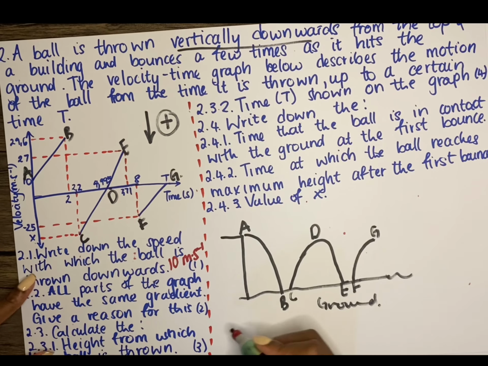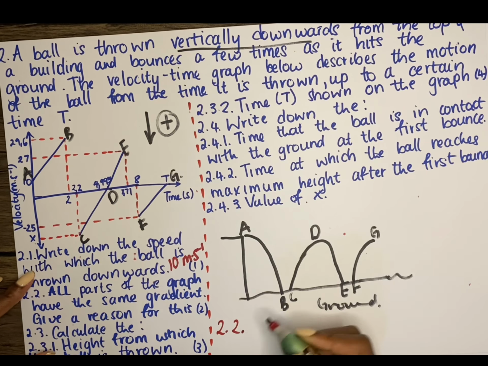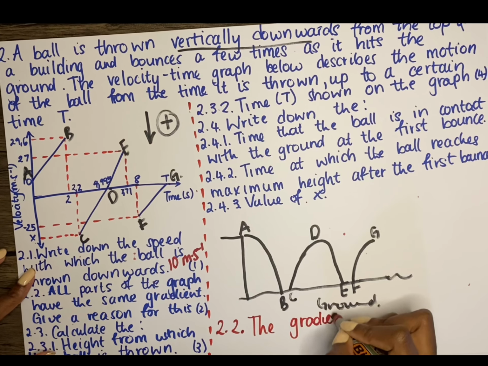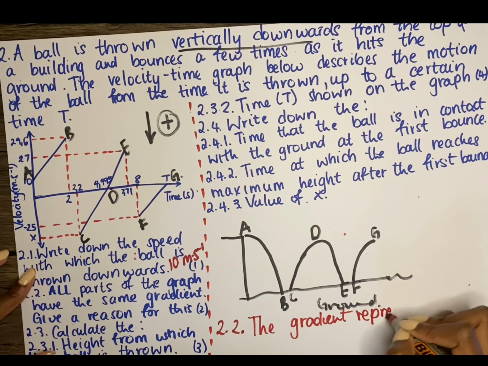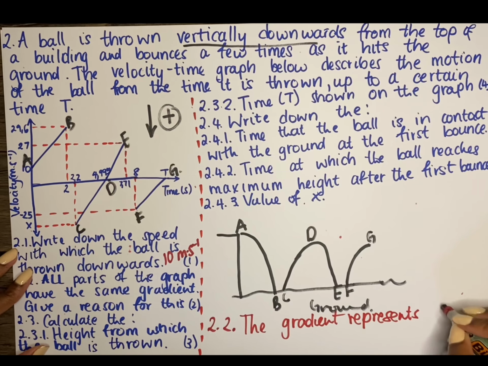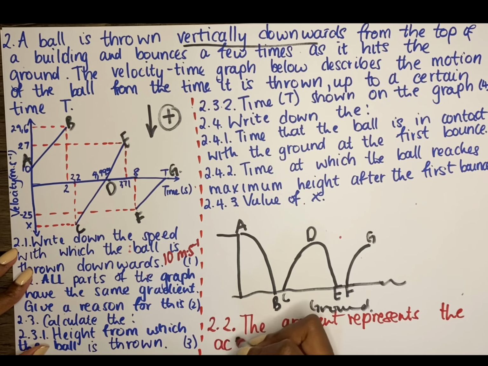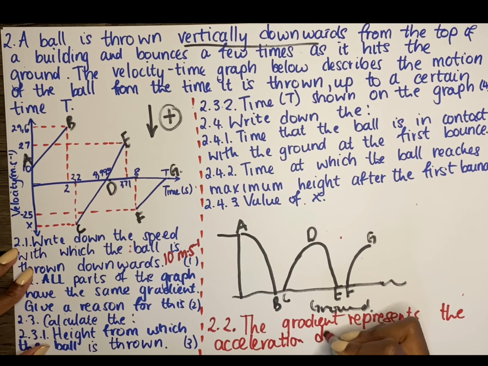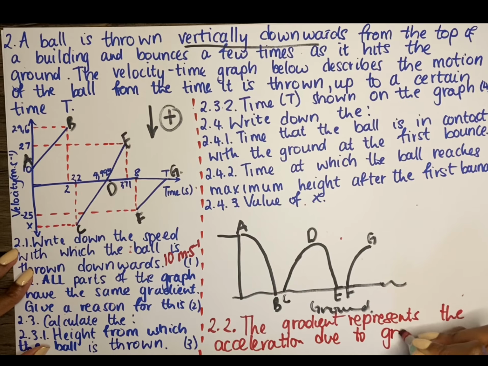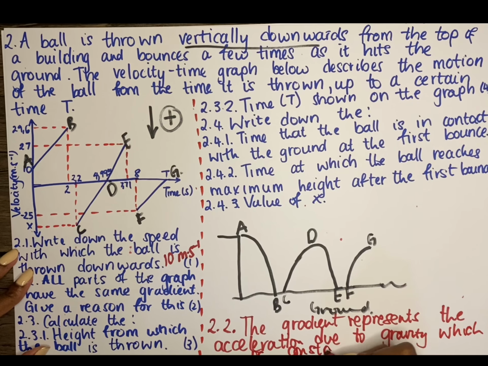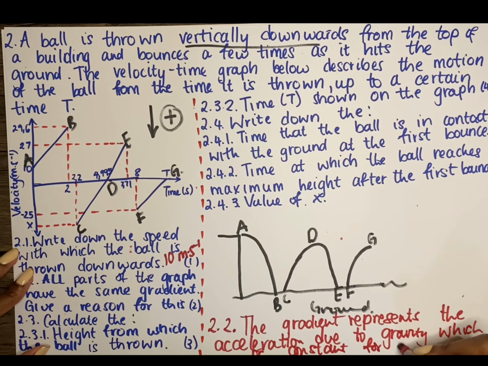Just for a simple 2 marks, 2.2, the gradient represents the acceleration due to gravity, which is constant for free fall.